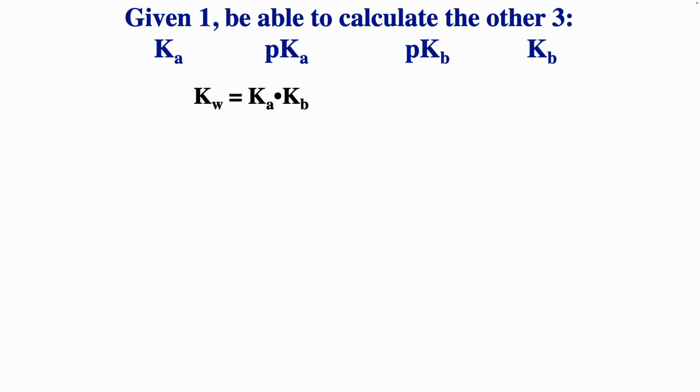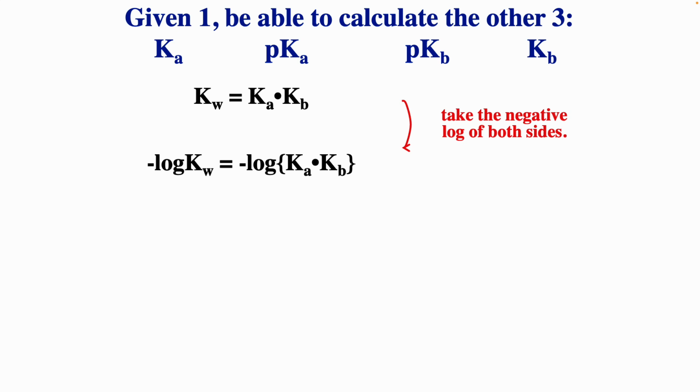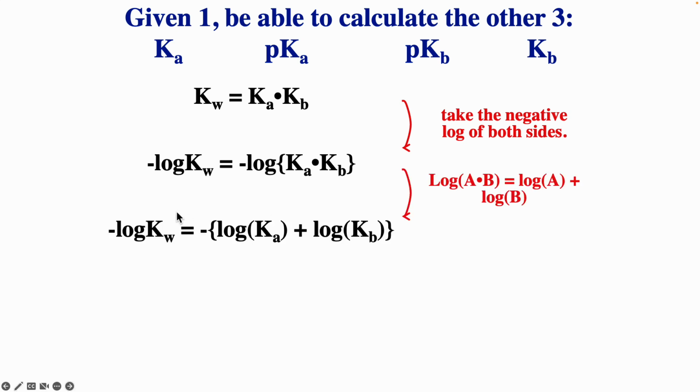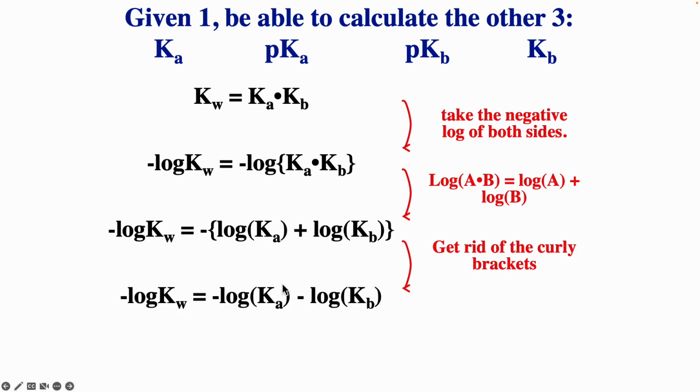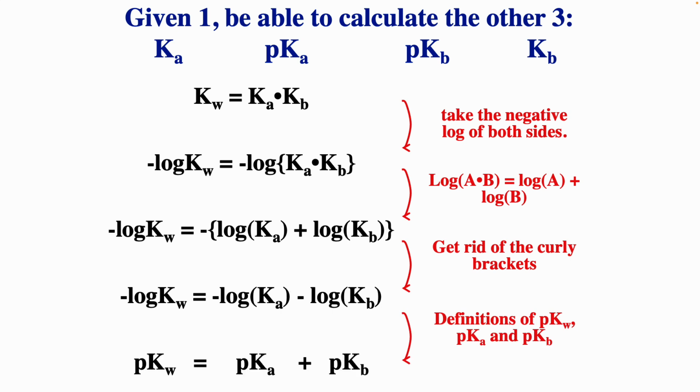And so we saw Kw equals Ka times Kb. Now if we take the minus log, we get minus log Kw equals minus log of Ka times Kb. Remember, log of A times B is equal to log of A plus log of B. And minus log of Ka is our pKa. Minus log of Kb is our pKb. And so we end up with pKw equal to pKa plus pKb. And so again, all four of these are related. Given one, you should be able to determine the other three.